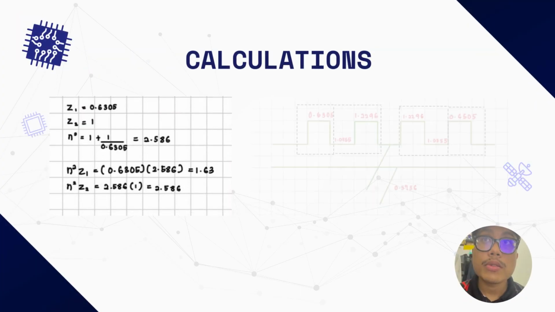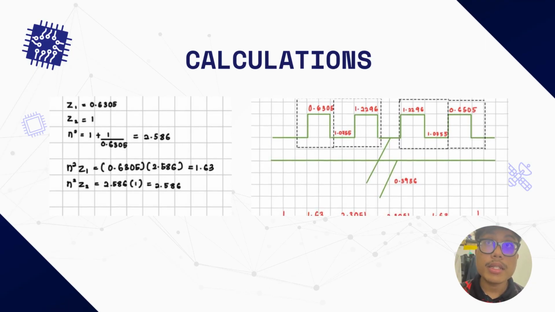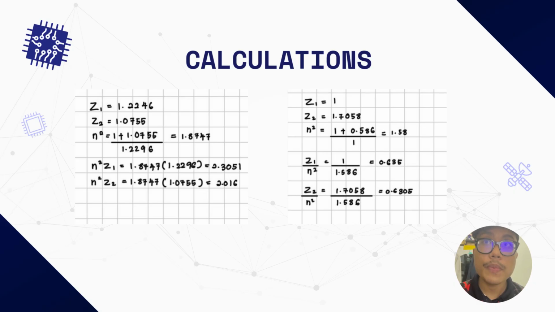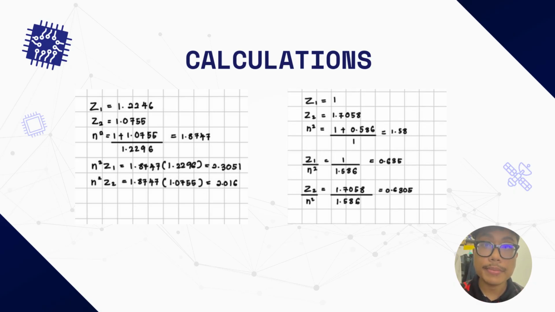Okay, next is the calculation for Kuroda. These are the detailed calculations for the Kuroda transformation. The formula used is n squared equals 1 plus Z1 over Z2. For a stub transformation, we calculate the new impedance value. You can see the calculation for each section, showing how the series stubs were converted to shunt stubs with appropriate impedance transformation. Okay, next, this slide shows the complete step-by-step calculation for our discrete design.